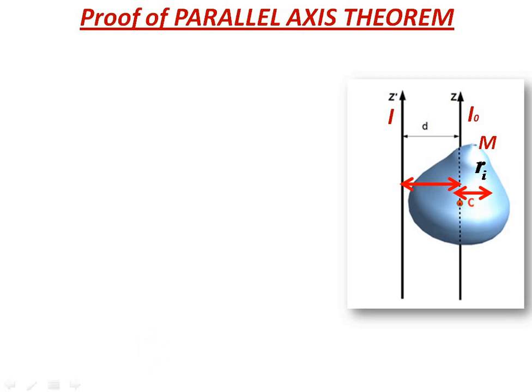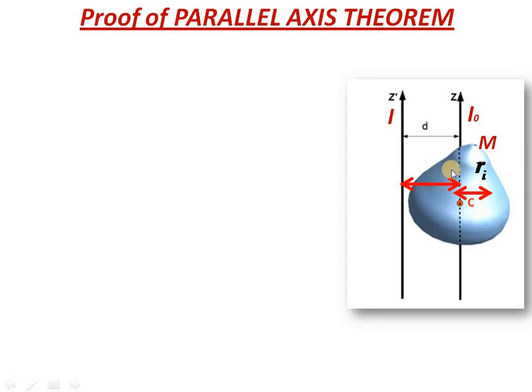We have an irregularly shaped body here. There are two axes. One axis is the Z axis, which is passing through the center of mass point of the body, and there is another axis which is parallel to the Z axis at a distance d from the center of mass axis. That is exactly given in the figure, and you are considering a particle at a distance say ri from the center of mass axis.